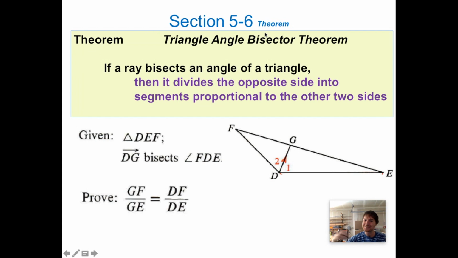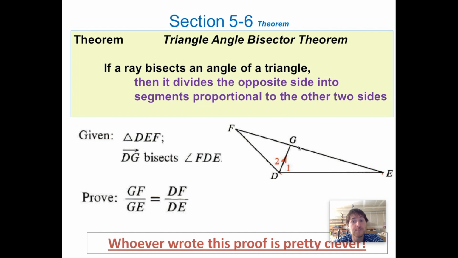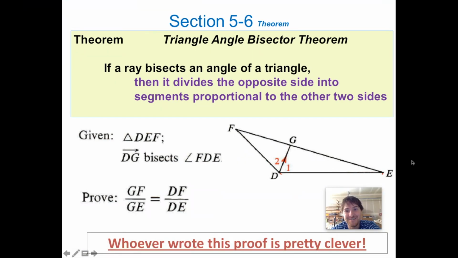Remember, there was an angle bisector theorem at the beginning of the textbook that was different. It wasn't just for triangles. It was whenever you had an angle bisector. Here, we call this one the triangle angle bisector theorem. And that's what we're going to prove right now. Whoever wrote this proof is pretty clever too. I've got to give credit to this one here. This is not one that I expect you guys to write on your own, but hopefully you can figure it out and show that curiosity and follow along with the logic of this one here.